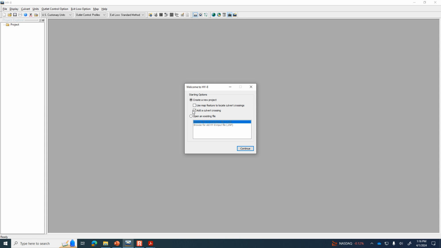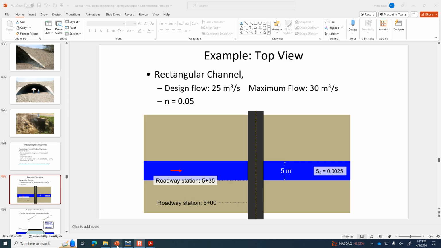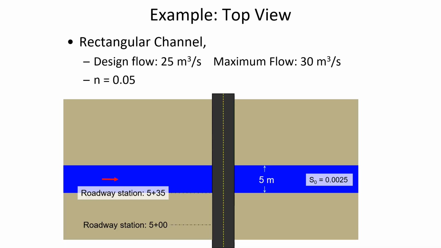In one project file you can have multiple crossings, and for each crossing you can have multiple culvert barrels. We're just going to do a single crossing and a single culvert barrel. But before we get too far into the program, let's break down what we're looking at here in the image. I hope it's self-explanatory that this is a top view.